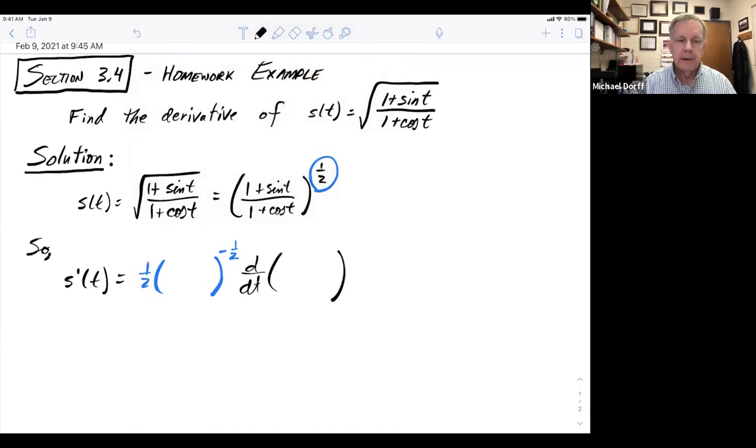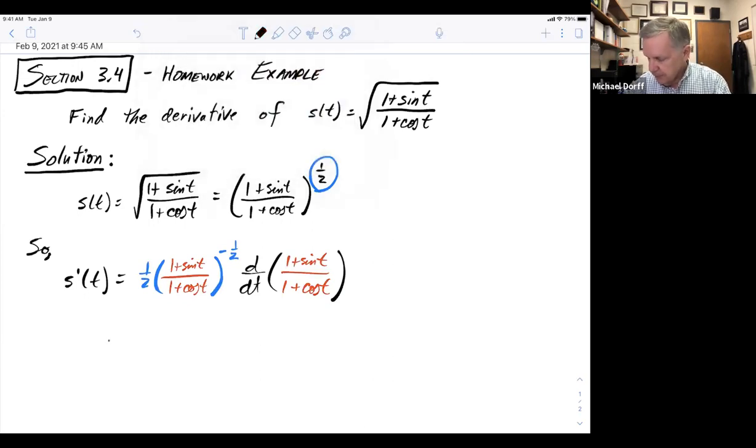All right, now a couple things here. First of all, what's inside the parentheses? Well, it's the 1 plus sine t divided by 1 plus cosine t in both of them. Also, why when I do the chain rule do I write d dt of the parentheses? Why don't I write d dx? Well, that's because my variable is t. I have t as my variable, so I need to do d dt and not d dx.